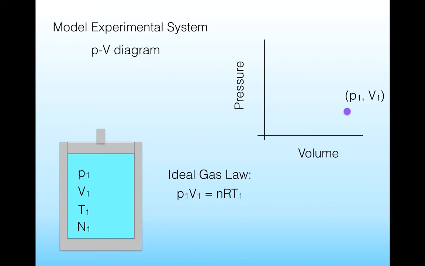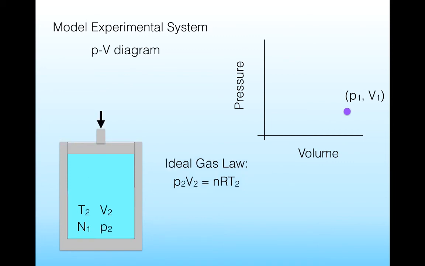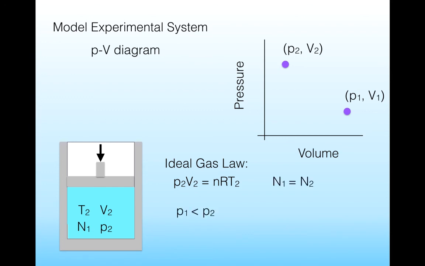And then we can use the ideal gas law to get from that pressure and volume to the temperature. And again, for most of our systems, the number of molecules is not going to change. If we then push down on this piston so that we have a different pressure and volume, we get a different temperature, and we can plot the pressure and volume on this PV diagram. The number of molecules again is going to be the same. In this case, we can see that the pressure has gone up as we push down on the cylinder. The volume has gone down, and the temperature could go up or could go down. It just depends on the exact changes that have been made in the cylinder.